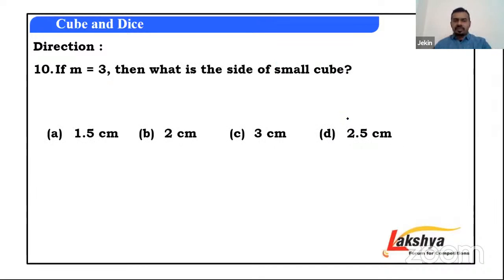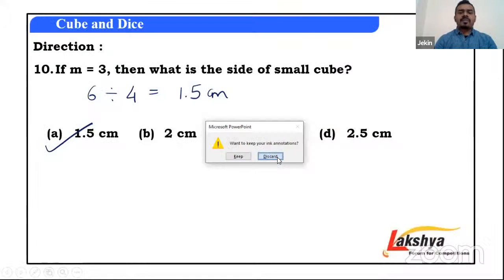The next question is linked to the first one. What does it say? If M is equal to 3, what is the size of small cube? Okay, the large cube size is 6. If M is equal to 3, it will divide the cube into 4 parts, and therefore the answer is going to be 1.5 centimeters. That's it. It's solved. You just write 1.5 centimeters and your answer is done. You just divide 6 by 4 and nothing else to do. It was as simple as that.